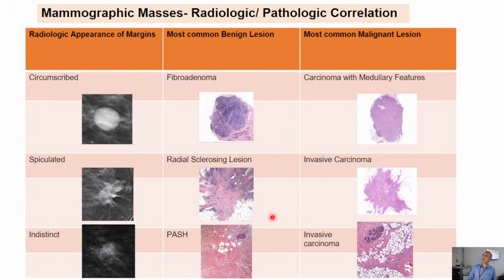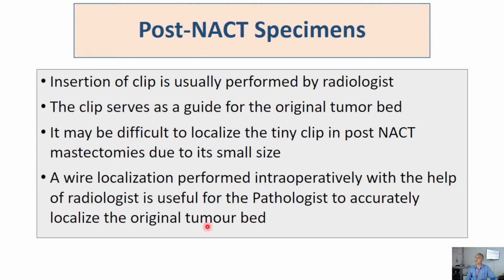So this picture is a demonstration of what I just talked about. Circumscribed mass: the most common lesion which you find is a fibroadenoma, and rarely it can be a TNBC with medullary phenotype. A spiculated margin most commonly is an invasive carcinoma, but rarely a benign lesion like a radial scar can mimic this. And indistinct margins can be an invasive lobular carcinoma, but most commonly they are benign lesions like pseudoangiomatous stromal hyperplasia or some other lesions.